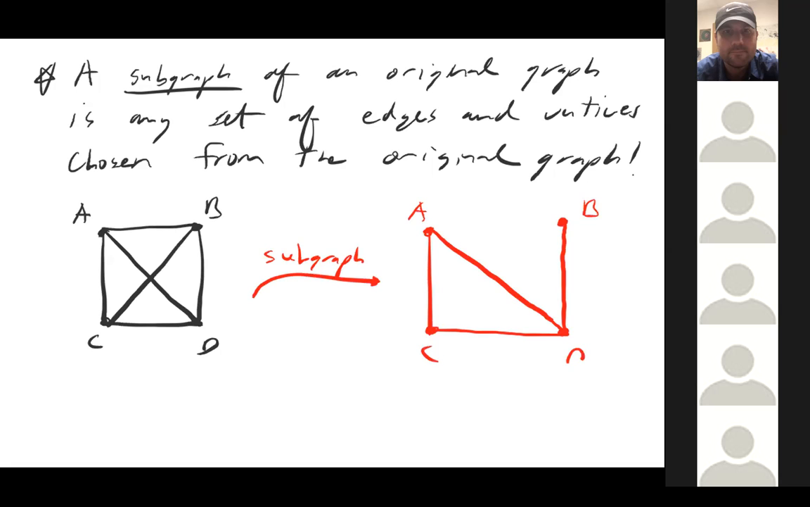There we go. Just made a subgraph. I just picked some random vertices. I kept all 4 vertices, but I didn't keep all the edges. Okay, that's a subgraph. Very, very simple. Now we need that term subgraph so we can talk about something called a spanning tree.